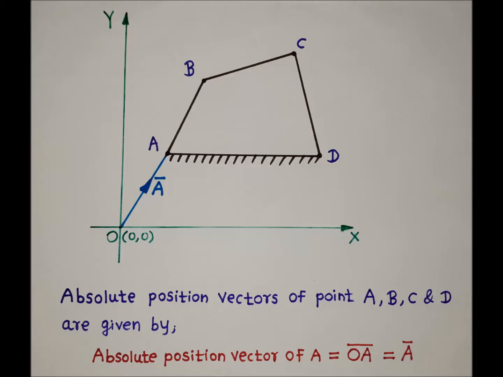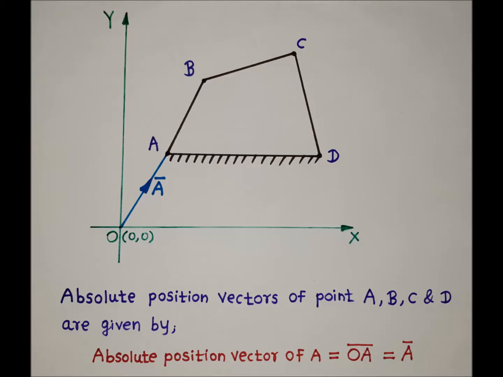What is that vector? It is OA bar. On screen we can notice there is a line joining origin and point A. So the absolute position vector of A is OA bar. We can even say OA bar as just A bar, as it is an absolute position vector.